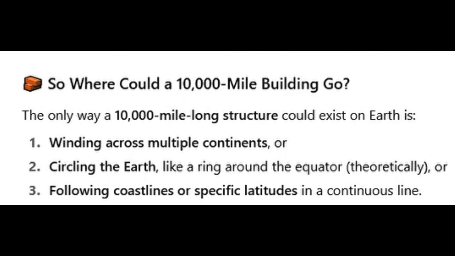The only way a 10,000-mile-long structure could exist on Earth is: 1. Winding across multiple continents, or 2. Circling the Earth, like a ring around the equator, theoretically, or 3. Following coastlines or specific latitudes in a continuous line.